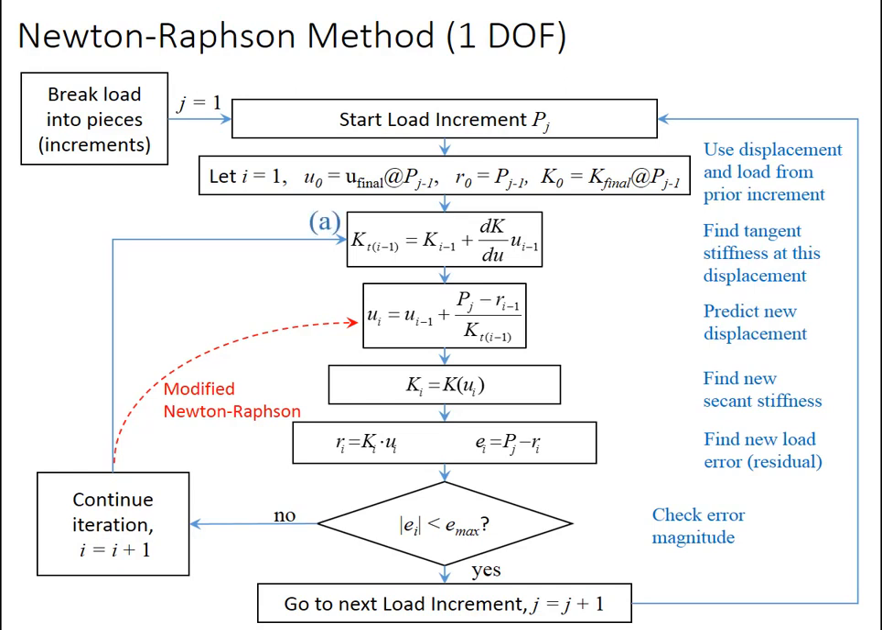So first off, you need to calculate a tangent stiffness, then you find the new displacement, then you find a secant stiffness, you find the load predicted by the structure, the reaction load of the structure, and then you find the load error, the difference between the applied load and the reaction load.